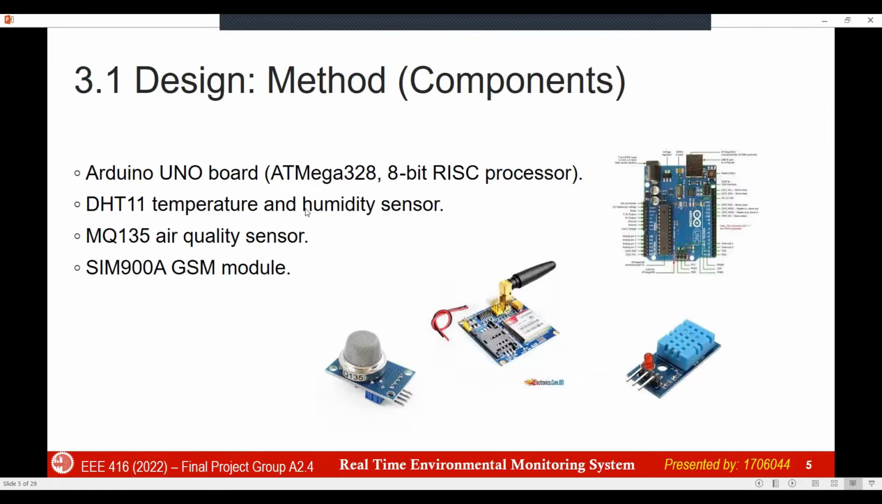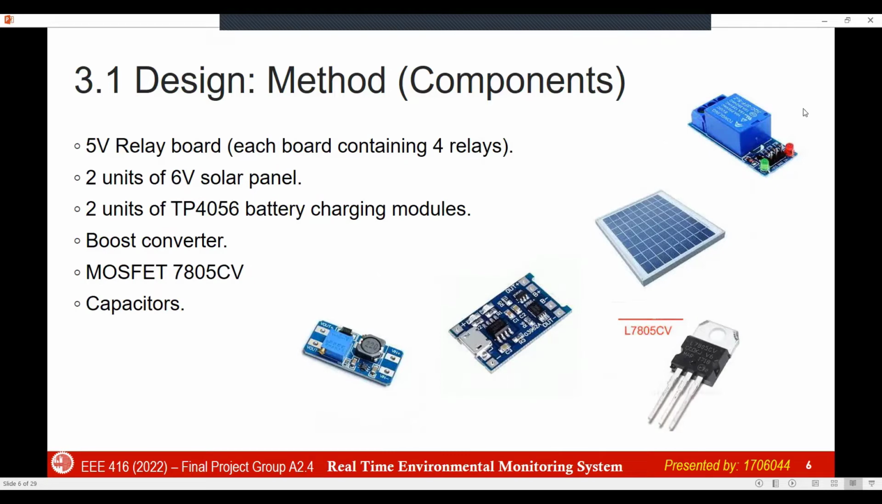Now we are going to introduce the components for this project. Here we have used an Arduino Uno board, which is an 8-bit RISC processor, DHT11 temperature and humidity sensor, MQ135 air quality sensor, SIM900A GSM module. We also use a 5-volt relay board, each board containing 4 relays, 2 units of C4 solar panel, 2 units of TP4056 battery charging module, boost converter, MOSFET 7805 and capacitor.